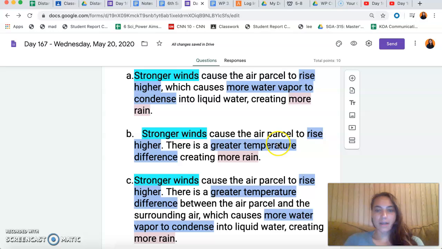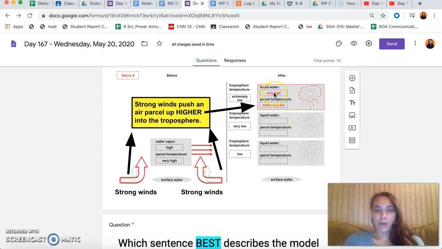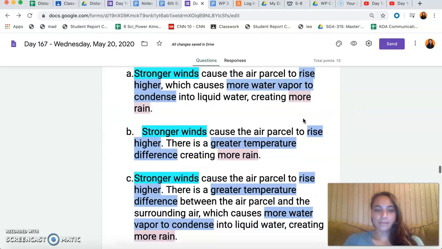B. Stronger winds cause the air parcel to rise higher. There is a greater temperature difference, creating more rain. This has the temperature difference, but now it's missing the condensation part where we change that water vapor back into liquid water to make more rain.